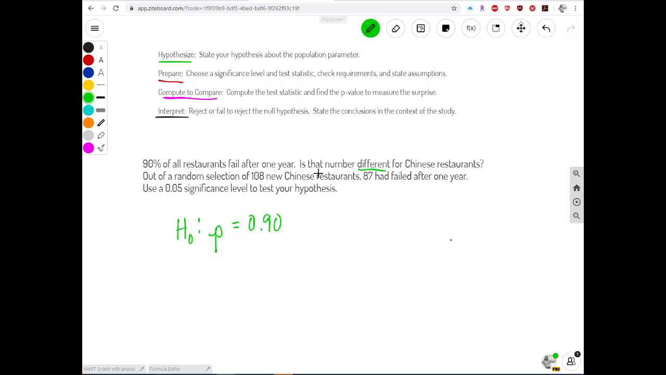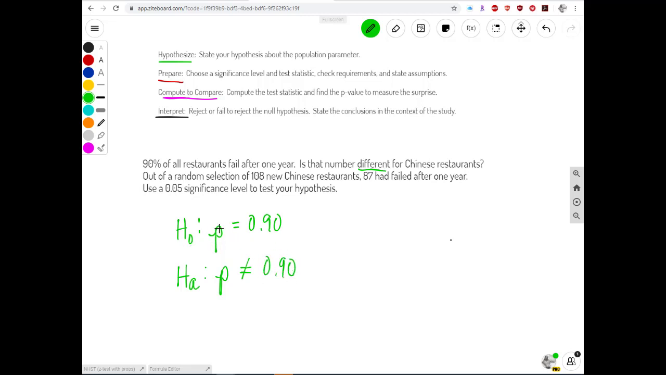The alternate hypothesis is going to address the question. So the question is, is that number different? It does not say, is that number less? Is that number more? It says, is that number different? So for different, I can use HA, my alternate hypothesis, P, because I'm still working with a population proportion, not equal to, so it's not one directional. We're looking at the two extreme tails, and the population proportion is going to stay the same here.